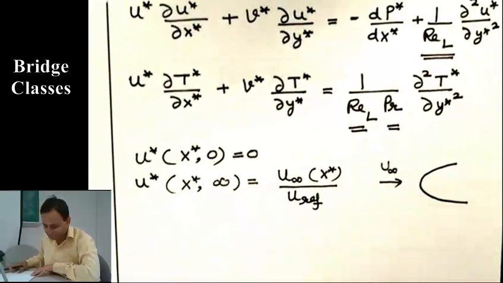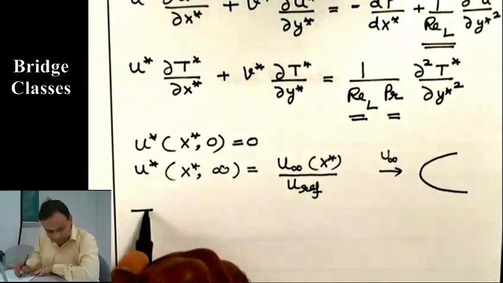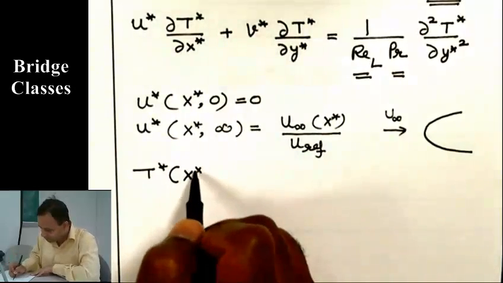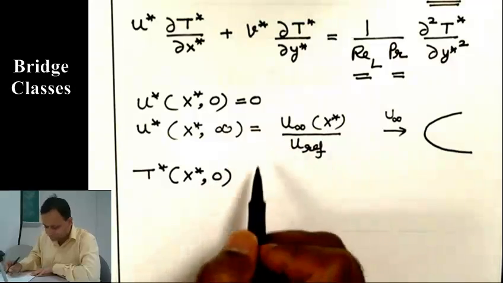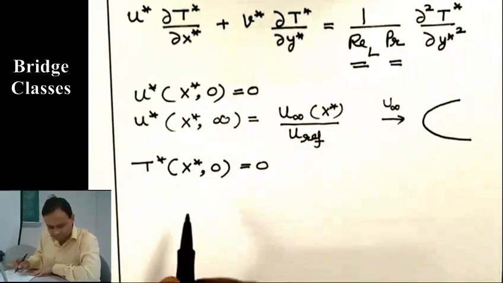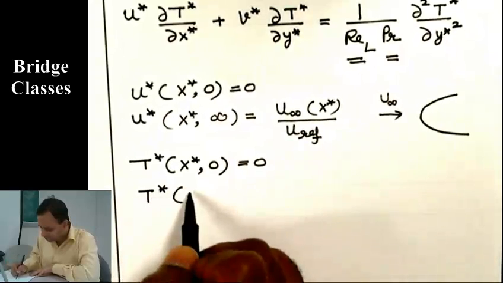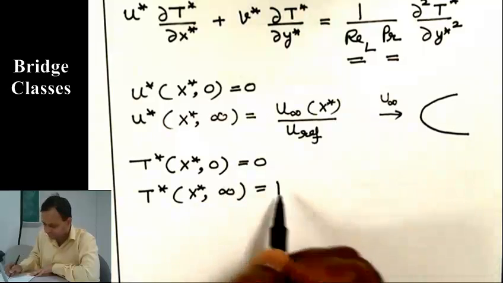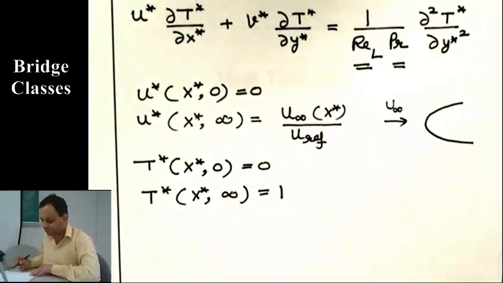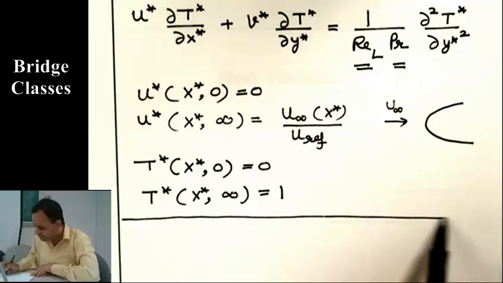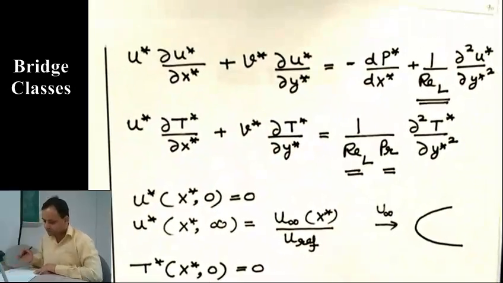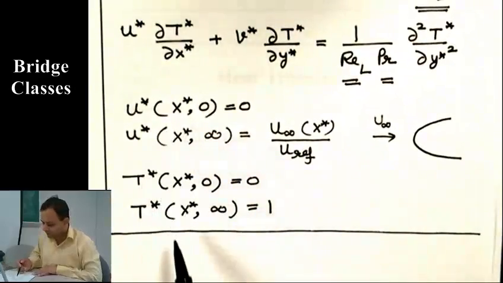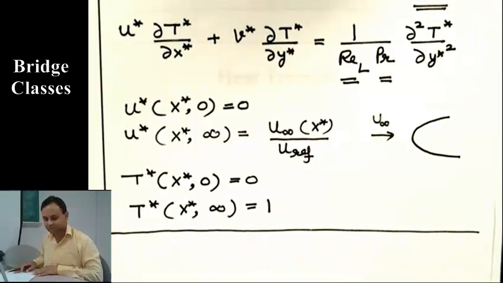Okay. And in terms of temperature, you'll get T star at the surface will be 0 and T star at y star of infinity will be 1. It will approach the free stream temperature. Okay. So those are the non-dimensional. You see the non-dimensional equations for momentum and energy and non-dimensional boundary conditions. Okay.